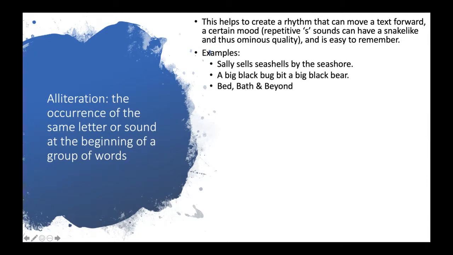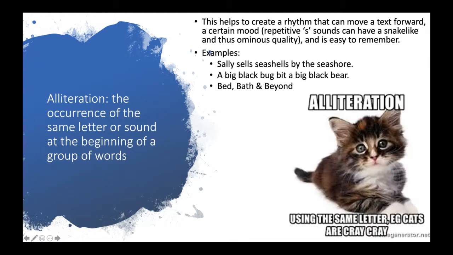For example, tongue twisters are all alliteration. Sally sells seashells by the seashore. You have an obvious S sound going on there. Another one that is difficult for me, a big black bug, a big black bear. For some reason, that one takes all of my concentration, but I did it. And then the third one, you see this a lot in advertising. For example, Bed, Bath, and Beyond. That is an alliterative phrase. Advertisers like doing this, businesses like doing it because it is easy to remember.